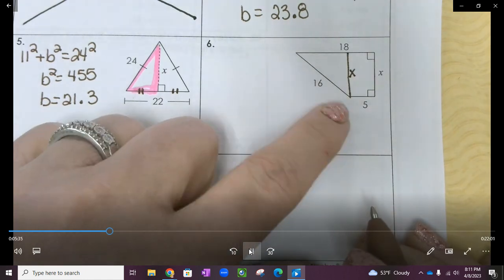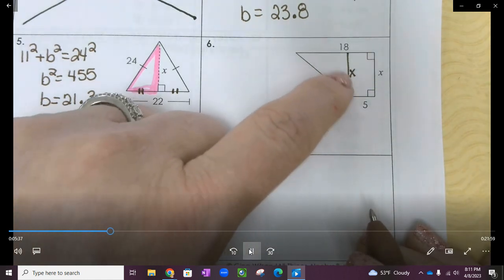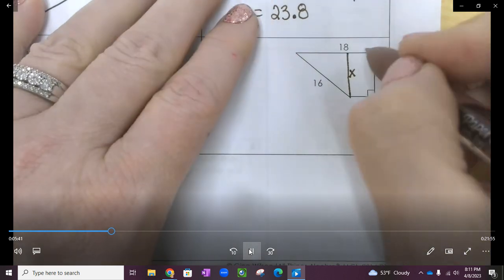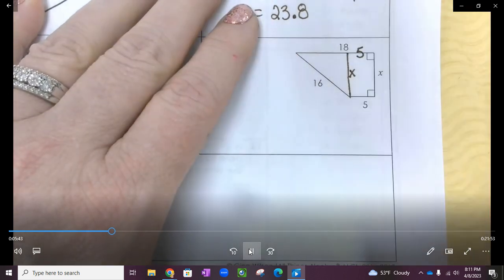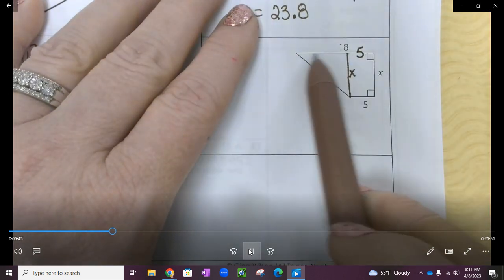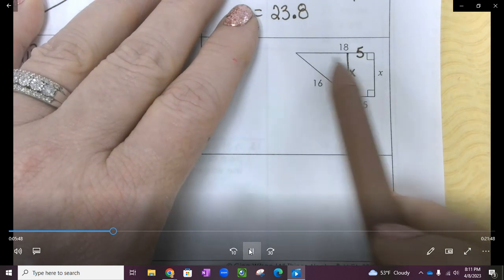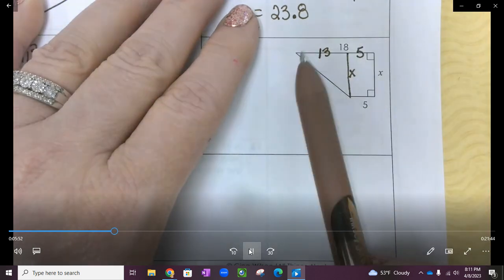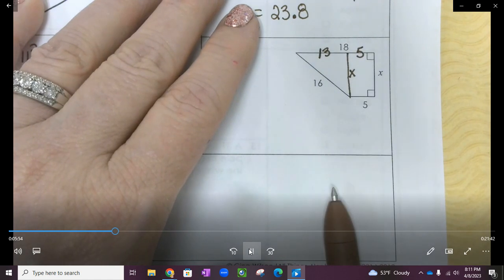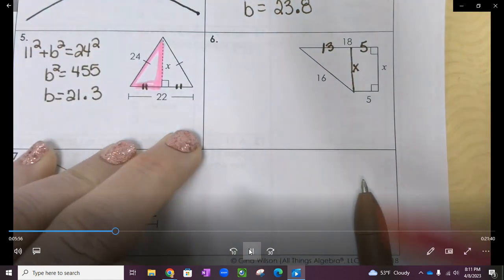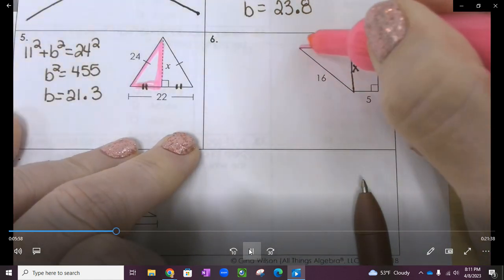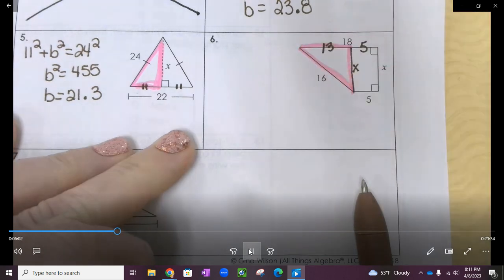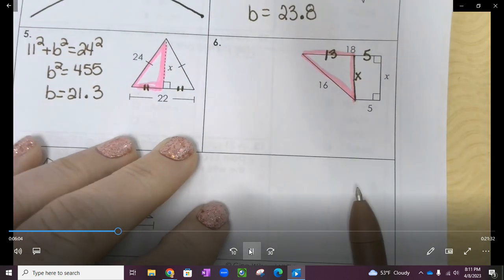So I've got the 16, I've got one of the legs. I need to know this little piece right here. Well, if this piece is 5, then what would go here? It would have to be 13. How did I get that? 13 plus 5 is 18. All right, so then this is where a squared plus b squared equals c squared. Go ahead and do it for me.